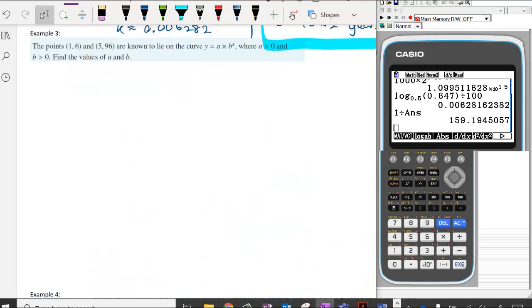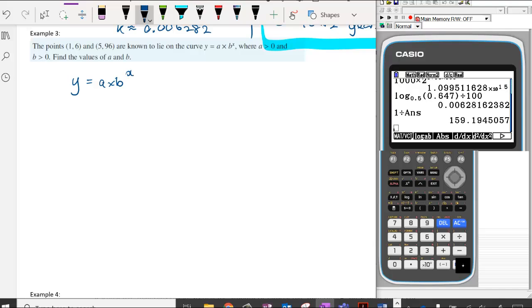Example 3, we're looking at a totally different scenario. We're given our base function y is equal to a times b to the power of x, so we're ignoring k this time. It's saying a must be greater than 0 and b must be greater than 0, and we're trying to find the values of a and b.